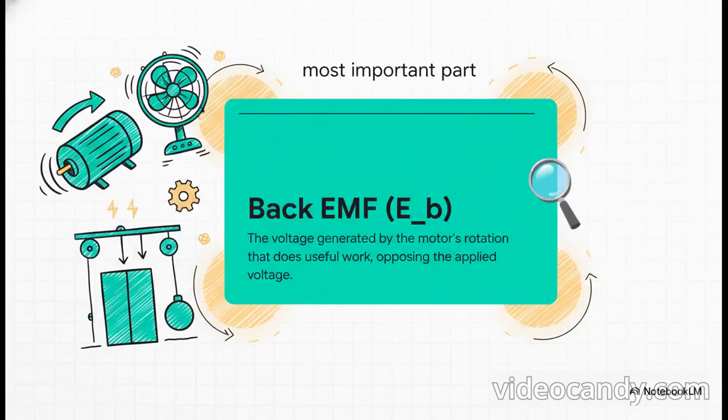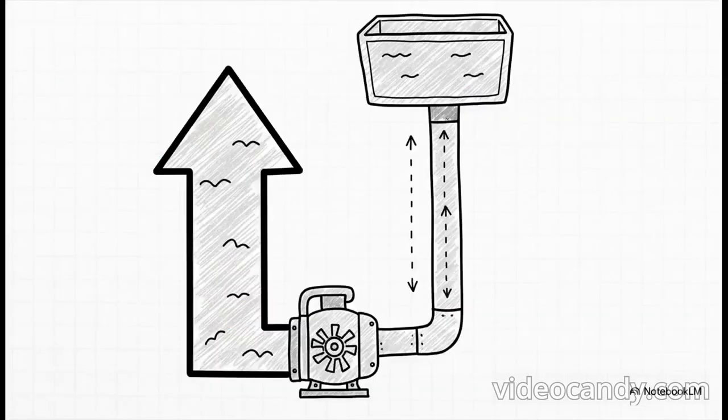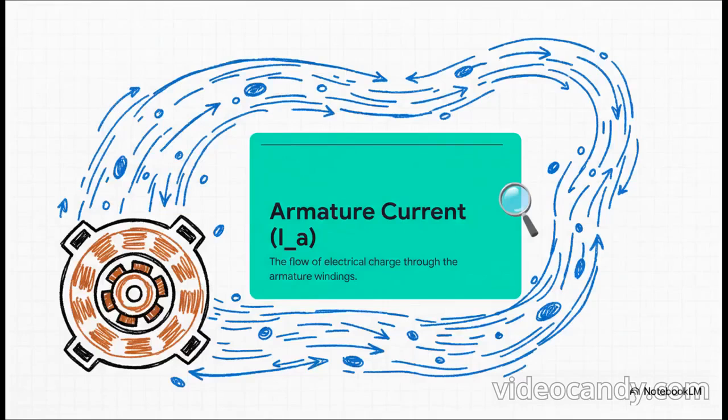All right, next up is EB, or back EMF. Now, the name here is a little tricky. Back EMF sounds like something bad, right? But it's not a loss at all. It's actually the voltage the motor generates itself just by spinning. This is the part of the voltage that's doing the actual useful work, turning the fan, lifting the weight, whatever the job is. It's the work voltage. And our water system makes this crystal clear. The back EMF, that's the pressure needed to do the job. So let's say our pump is trying to lift water up to a tank on the second floor. EB is the exact amount of pressure it takes to fight gravity and get that water up there. It's the pressure doing the real work.